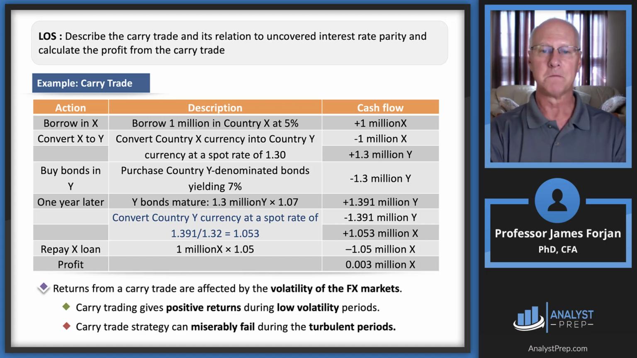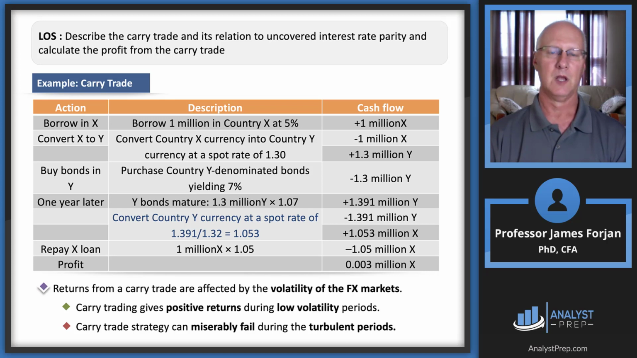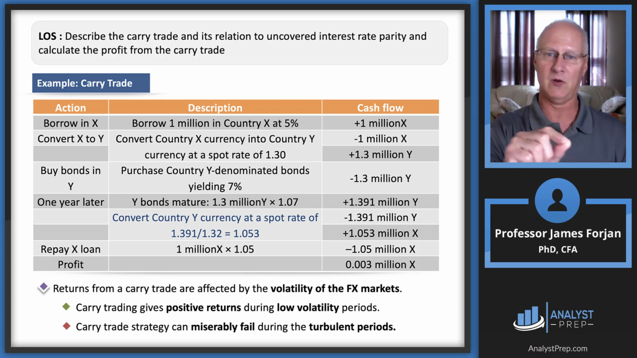Now remember that when we do the covered interest rate parity, we're probably going to invest in a risk-free security so that we know exactly and precisely what that future value is. But with uncovered interest rate parity, we're not using the forward contract. So we just decided on country-denominated bonds, but that could be almost anything. So we get 7%. Now, of course, if that almost anything includes stocks, then that's a riskier proposition.